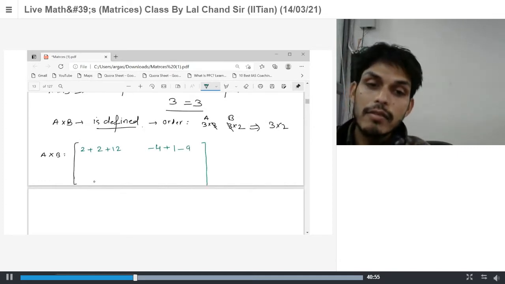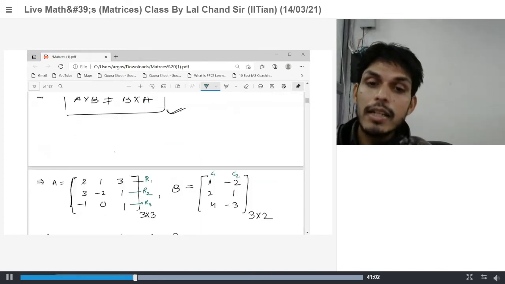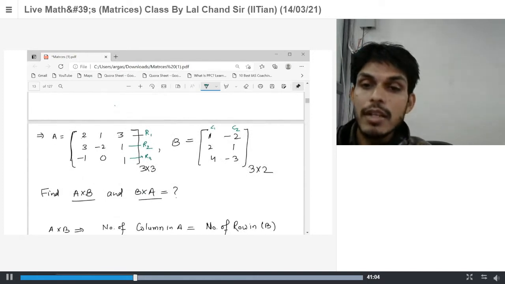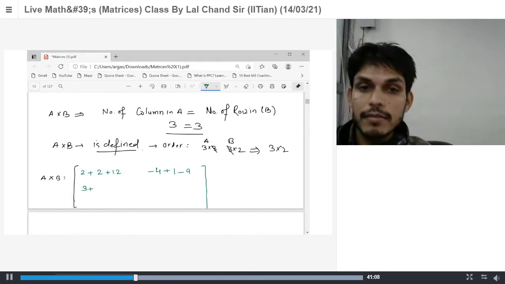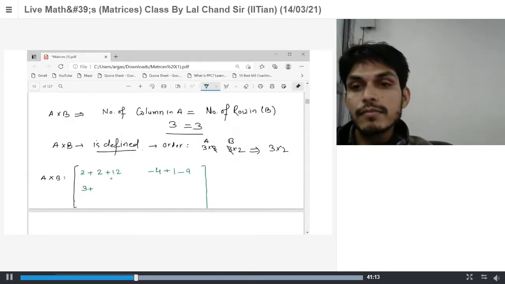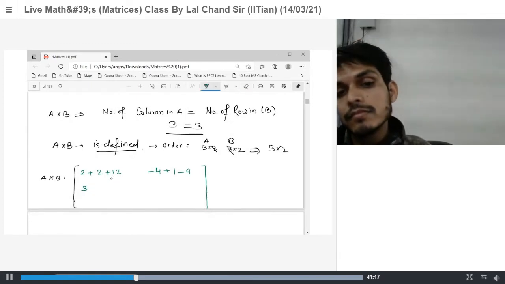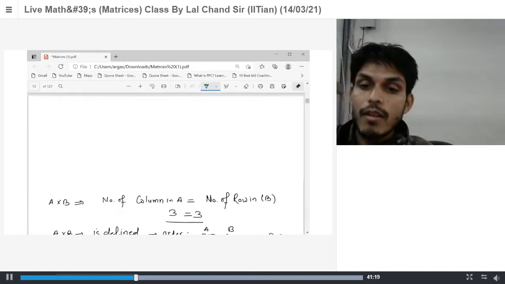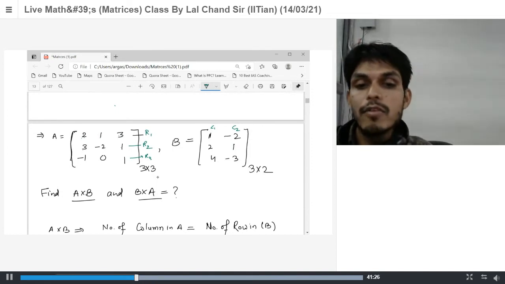Now I have to write down this element. What is the value of this element? So if I write, that is R2C1. So 3 into 1, that is 3, plus 2 into 2, minus 4. And 1 into 4, plus 4.